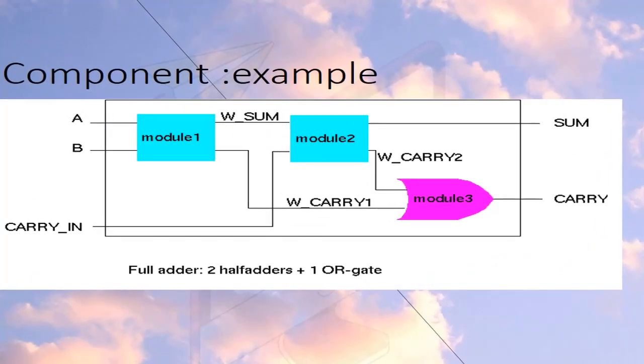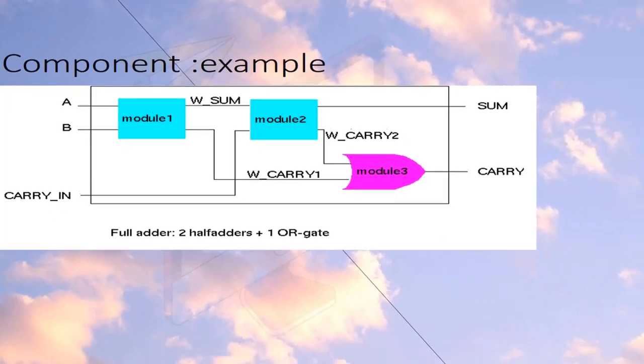Then we have module 1, module 2 of half adder. The third module is of OR gate, and in between we may have to use some names like w_sum, w_carry1, w_carry2. All these things which you define inside are called signals. These are signals.